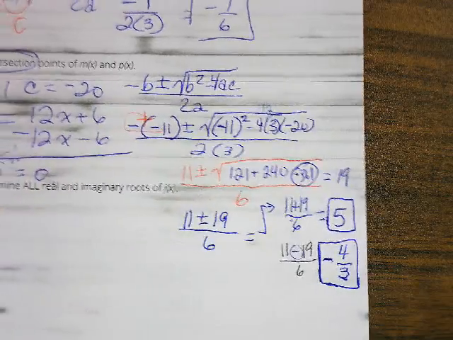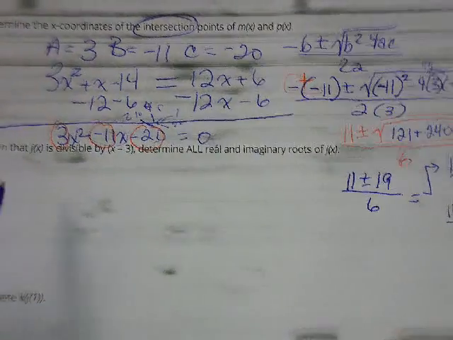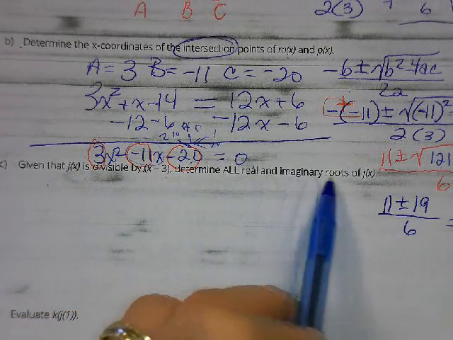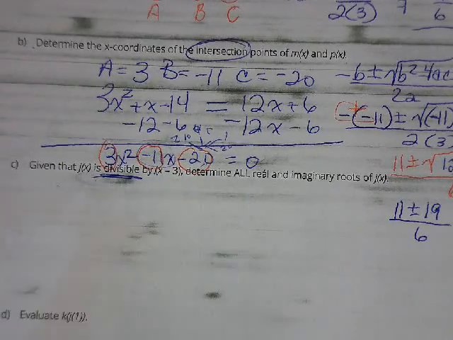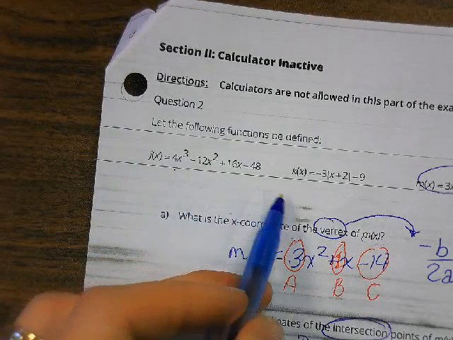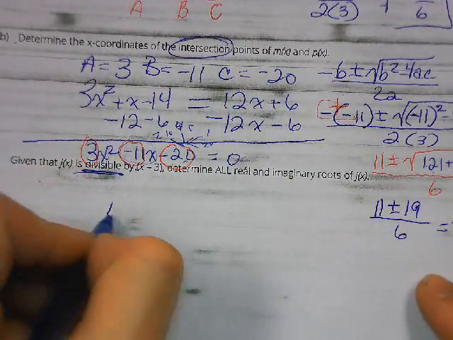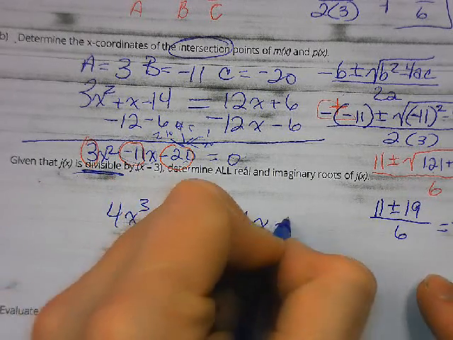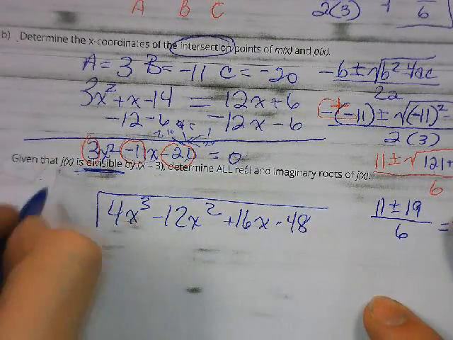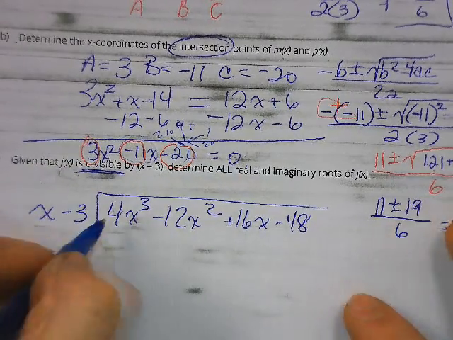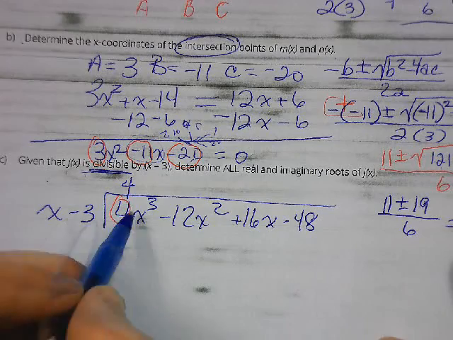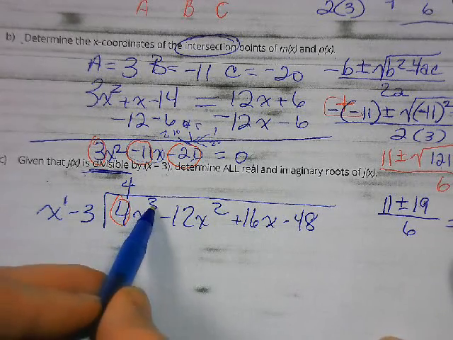Okay, so j of x is divisible by x minus 3. Determine all real roots. So we need to divide. j of x is 4x cubed minus 12x squared plus 16x minus 48. So we'll divide all of that by x minus 3. Take your coefficient here and write it up at the top, and then we'll reduce our exponent of 3 by 1. So 3 minus 1 gives us the 2 that we're going to write up here.